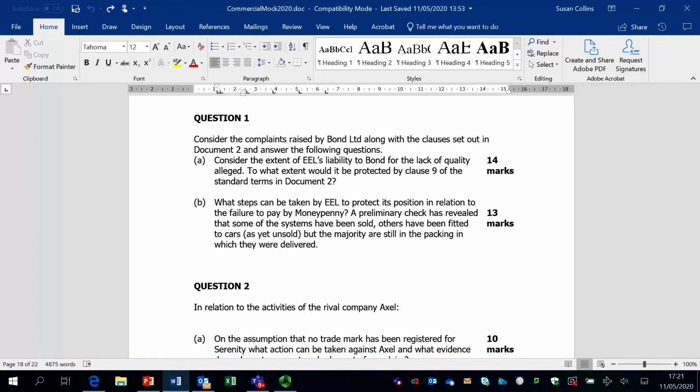Preliminary check has revealed some of the systems sold, others have been fitted to cars as yet unsold, the majority still in the packing in which they were delivered. This is clearly another question around the terms, but this time it's about late payment. So it's looking at a different aspect here.